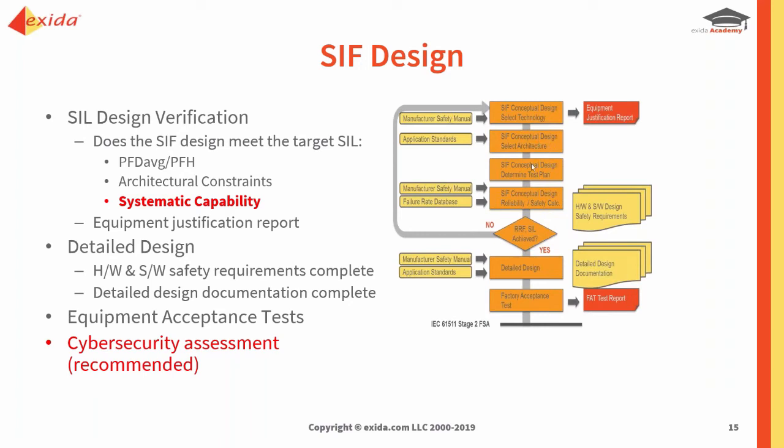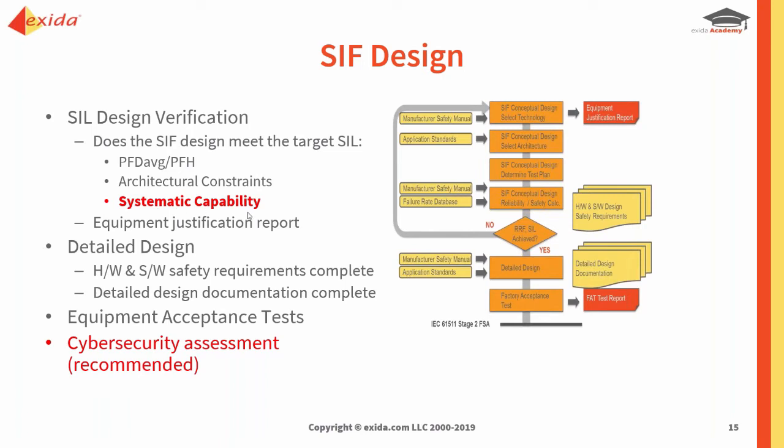Then we do our architectural design, and then we define how we're going to test our SIF, whether it's online, offline, how we're going to do it. And then finally, we do our SIL verification. Now, the SIL verification is where we look to see if the SIF meets three barriers. The three are the PFD average or the PFH, depending on whether it's a low demand or a high demand or continuous, the architectural constraints, and the systematic capability.